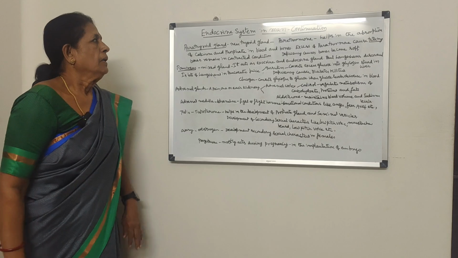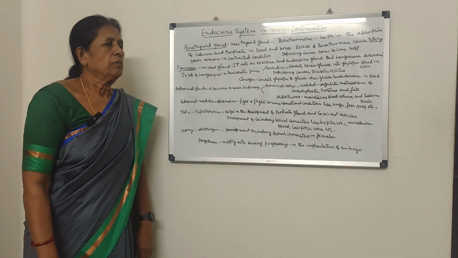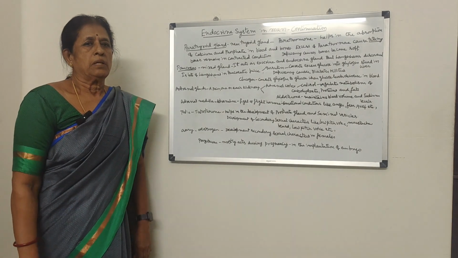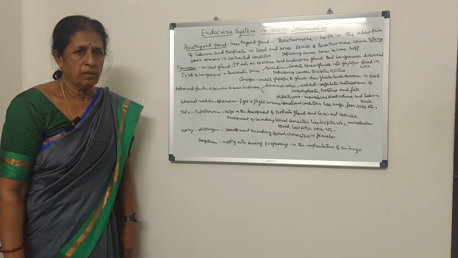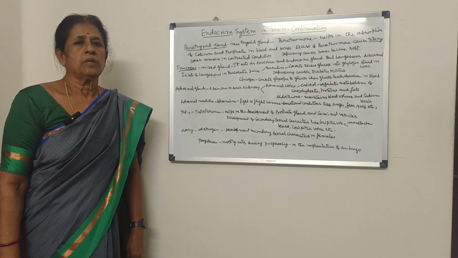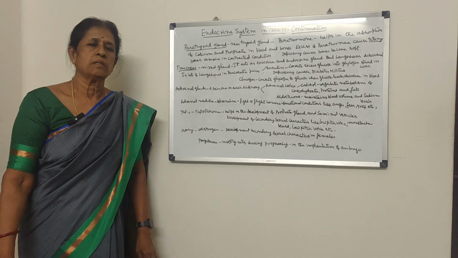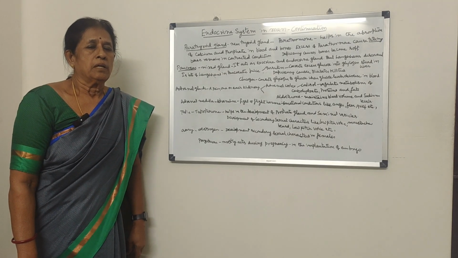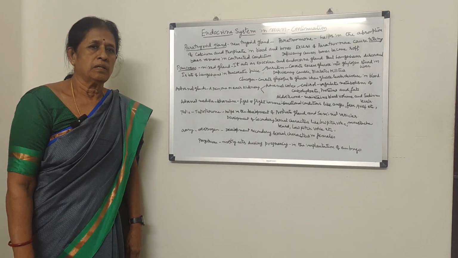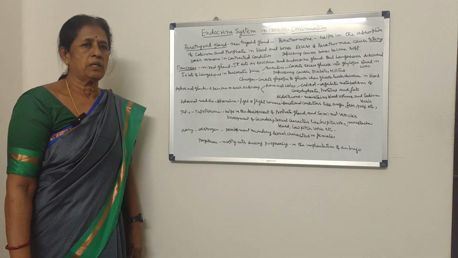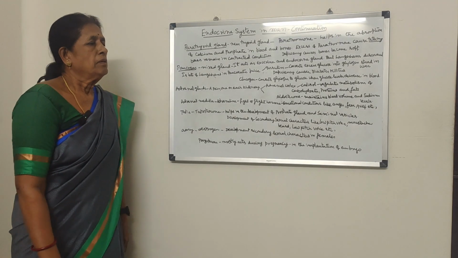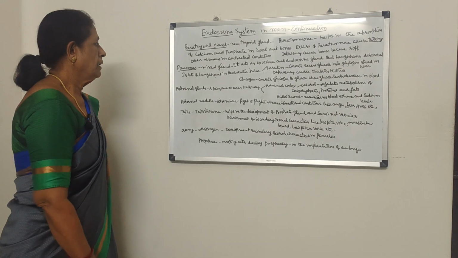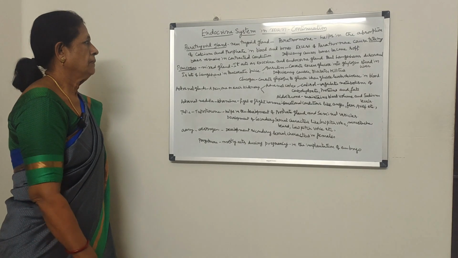Welcome to the class. In the previous class, we have studied some endocrine glands. That is, what are endocrine glands? What do they secrete? Hormones. What is the quantity of hormones secreted by endocrine glands? They are also called ductless glands. And the organ on which they act is called the target tissue or target organ. Some endocrine glands are the pituitary gland, thyroid gland, thymus, etc.